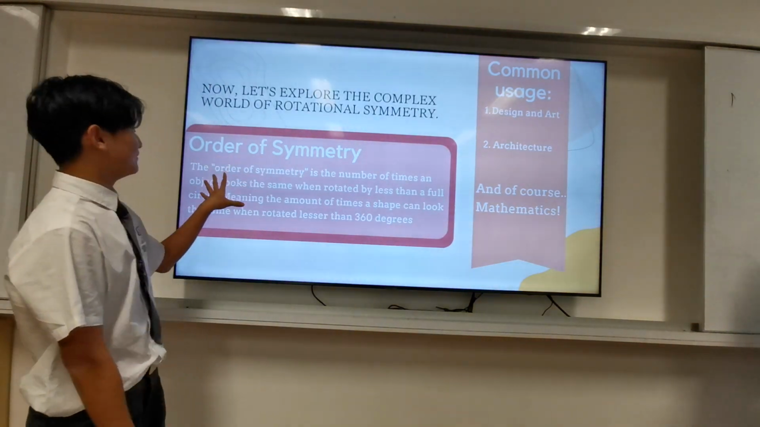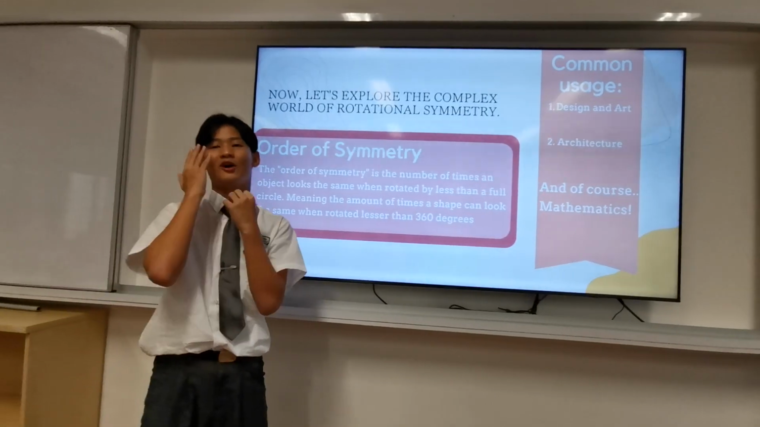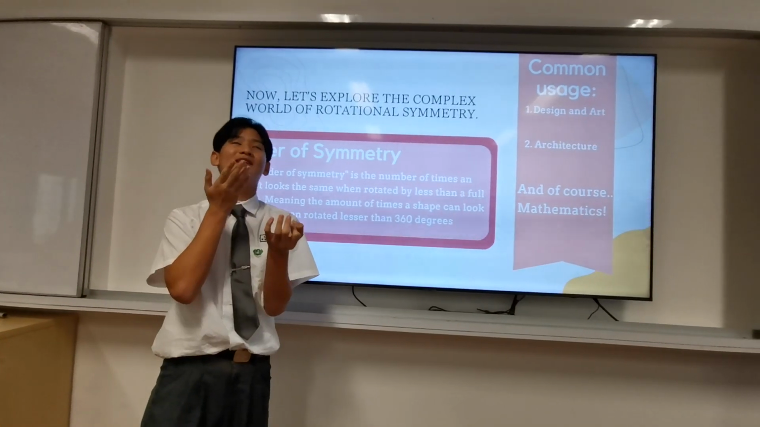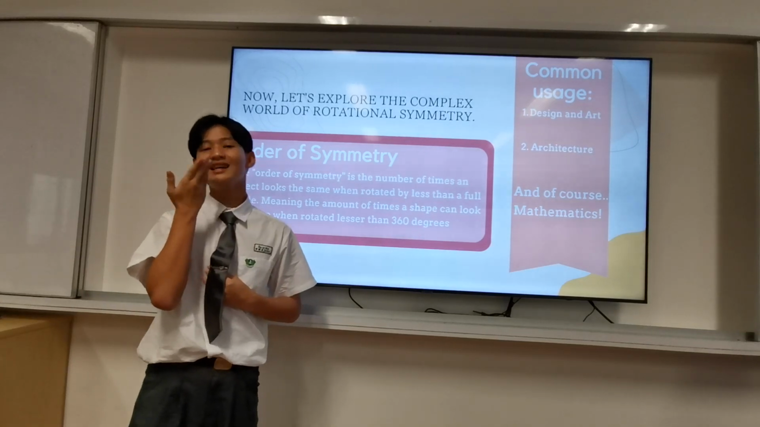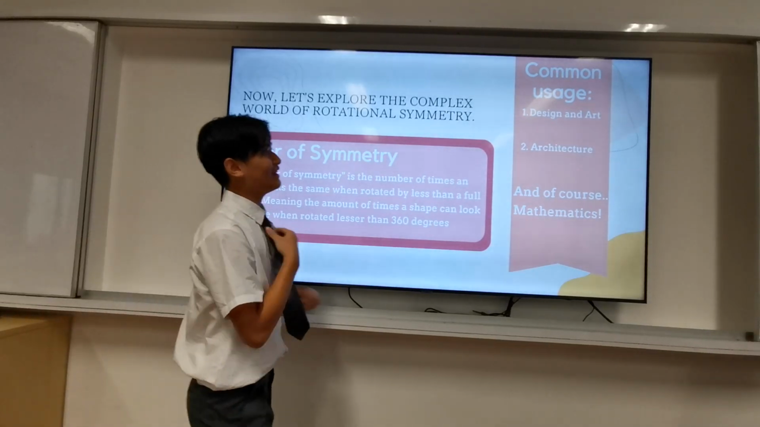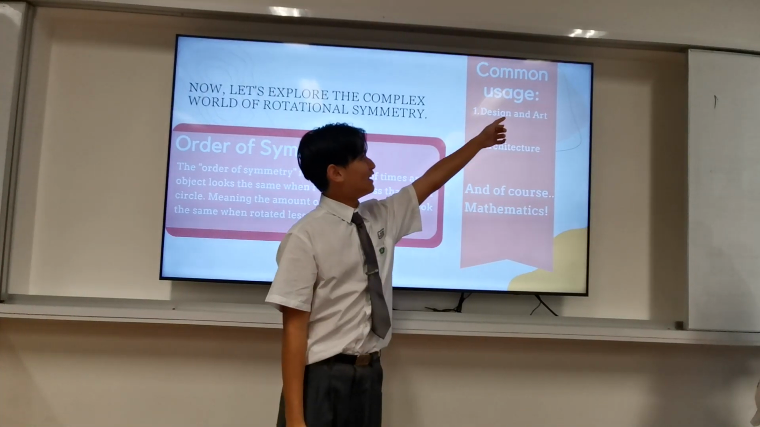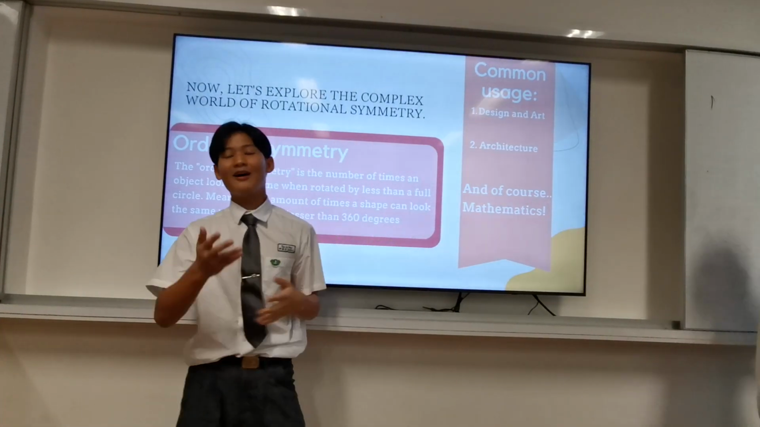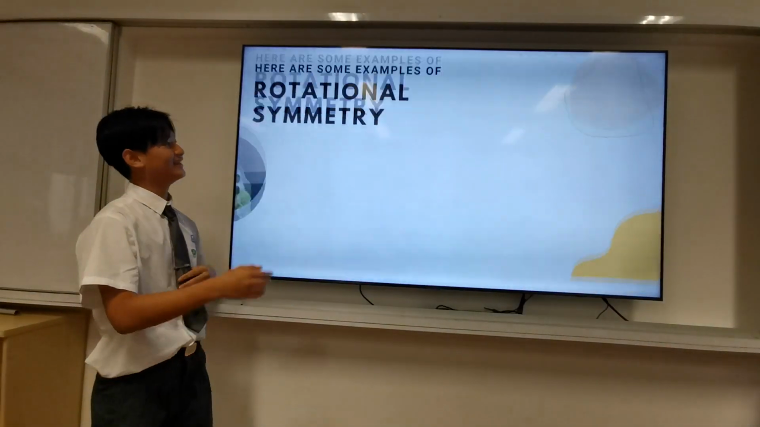This is order of symmetry. Order of symmetry is the number of times an object can be placed in the same position in less than 360 degrees. And here are some common usages of symmetry: design and art, architecture, and one of the most important of them all, mathematics.